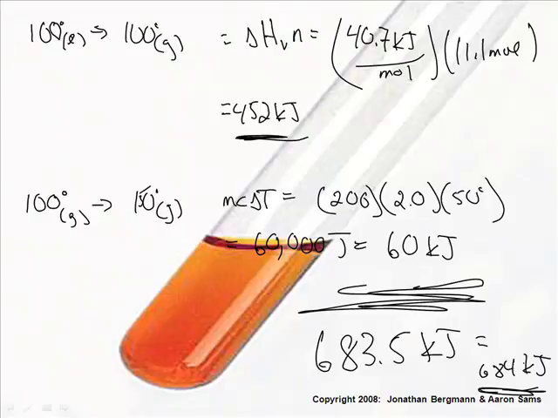Something that's intriguing about this whole deal is this 452 number. What is 452 divided by 684? It gives me 66%. 66% of your energy was used to boil the water. Wow, it's a lot.